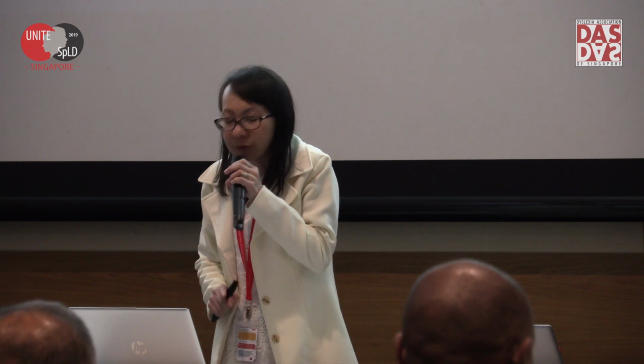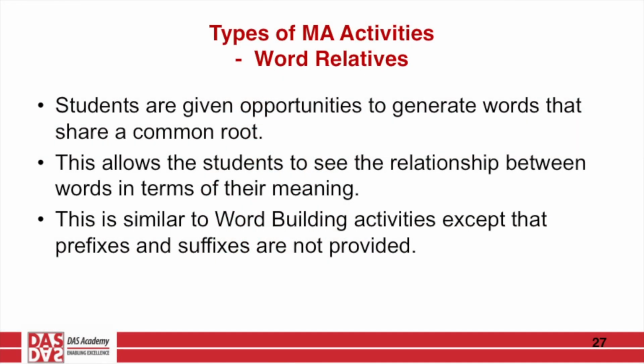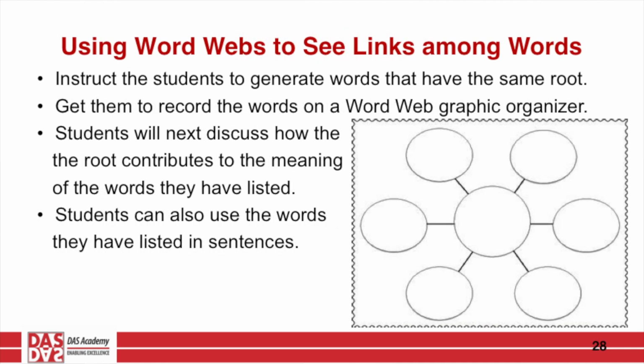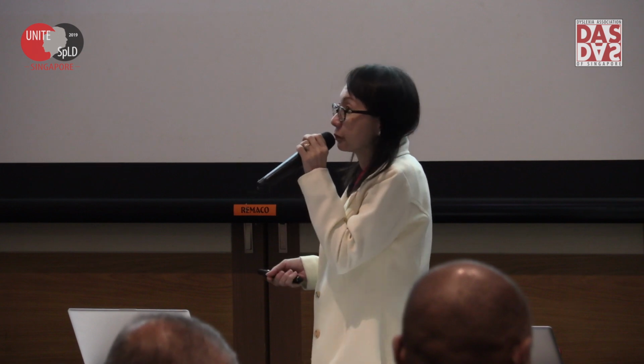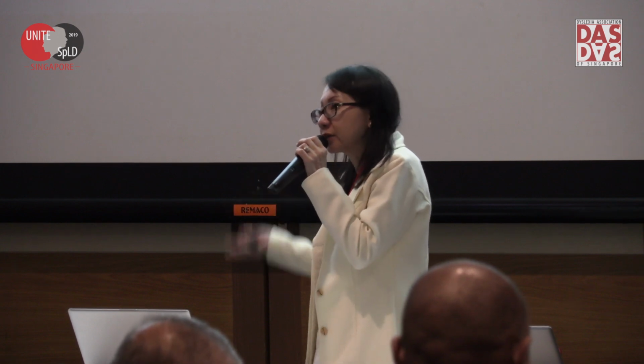All right, yeah. Okay, now the next thing is word relatives, which is similar to word building, except that you're not going to give the prefixes and the suffixes. You're only going to give the root, or a prefix, or a suffix. And what you do is you have what we call a word web graphic organizer, and you put the root, the prefix in the middle, or even the suffix, and then you get the students to generate words which have that meaning, or which are connected to that particular root.